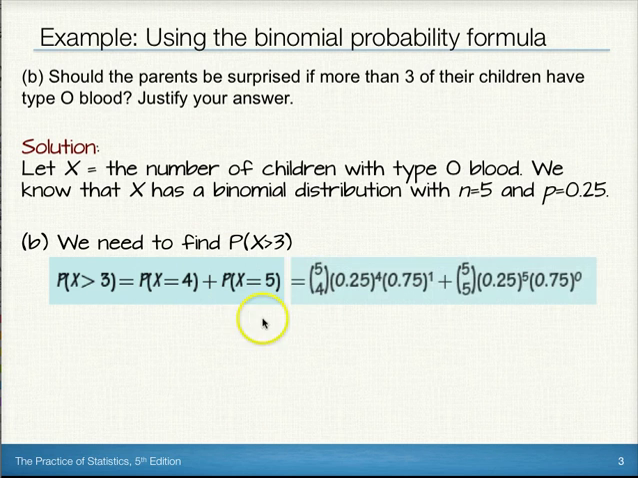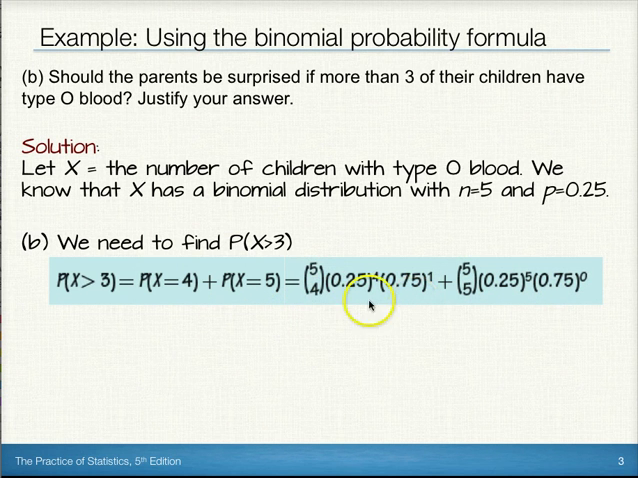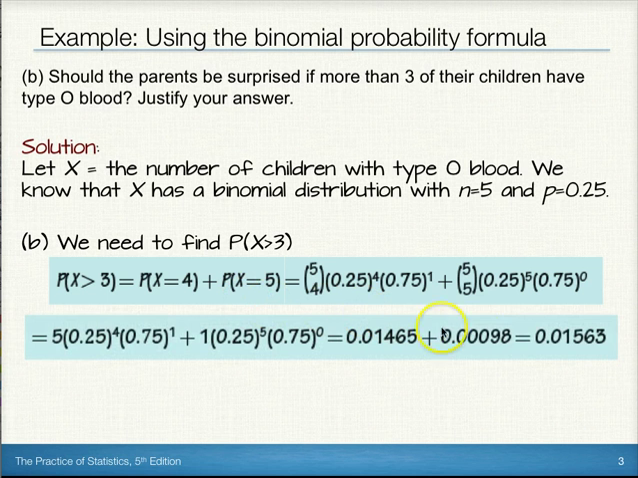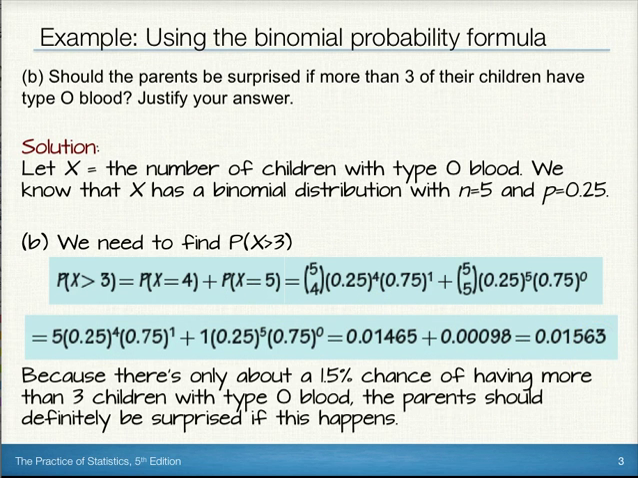Using our binomial probability formula then, 5 choose 4 times 0.25 to the 4th times 0.75 to the 1st would be the probability x equals 4, and 5 choose 5 times 0.25 to the 5th and 0.75 to the 0 would be the probability x equals 5. Adding that up, we get 0.01563. So because there's only about a 1.5% chance of having more than 3 children with type O blood, we'd say the parents probably should be surprised if this happens.